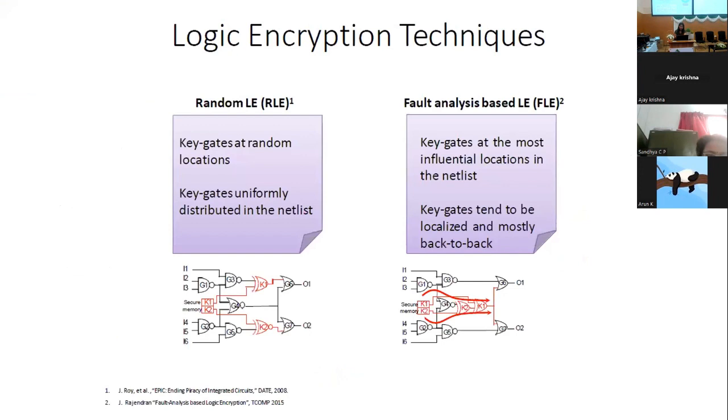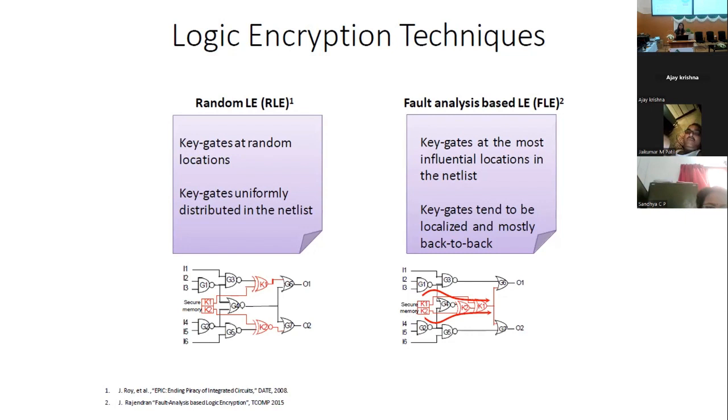So I will just introduce two methods, published in 2008 and 2015. These are the two basic ones. The first one is random logic encryption, logic encryption or logic locking. This is the first paper, published by Roy et al. They introduced logic encryption by randomly inserting the key gates anywhere. That was their method: randomly insert somewhere. The number of key gates was decided based on the performance and security trade-off, how much performance they need.